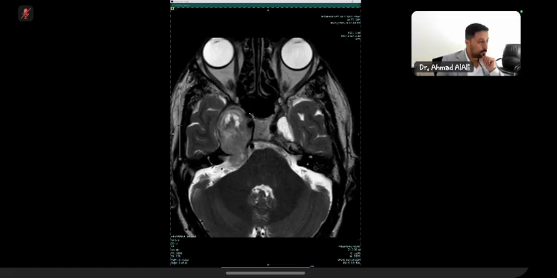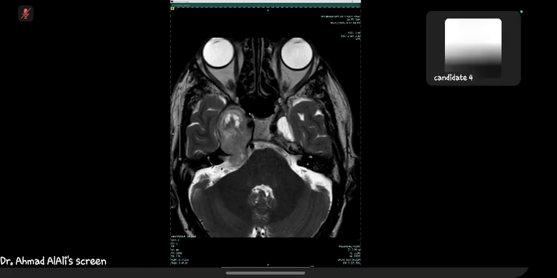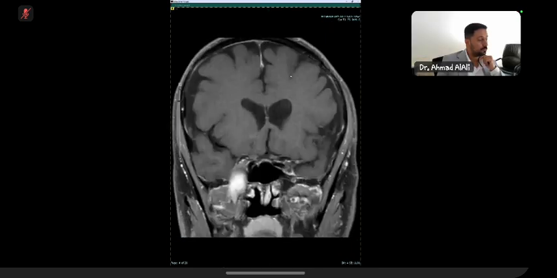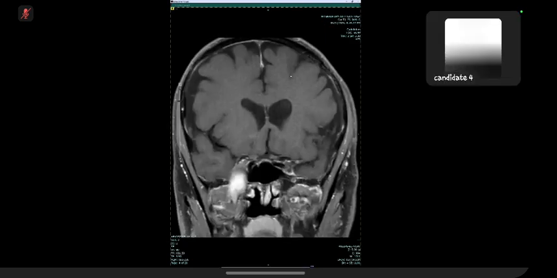I can see that the signal void of the intracavernous portion of the ICA is maintained, and there is no definite continuity with the lumen to suggest any aneurysm of the ICA. Meningioma is also another possibility, which I would confirm on the enhancement pattern. I could not see any significant bony hyperostosis.